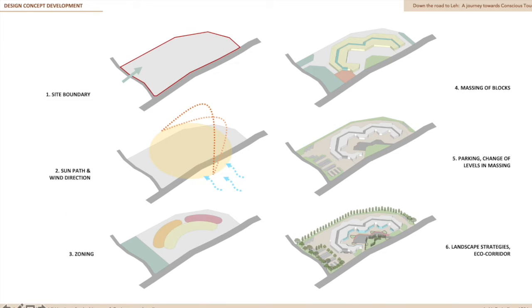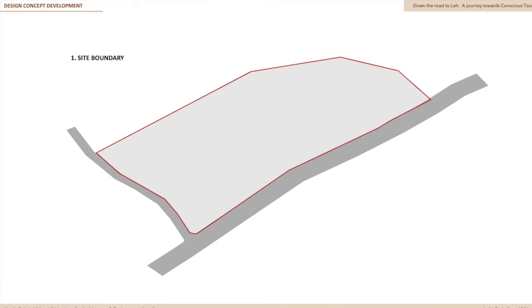Speaking of the design concept development and starting with the site boundary, the site is abutting two important roads for the project, one which leads to Shey, a town which is another touristic town center, and the perpendicular road being the road which goes to the Bomgar landfill, commonly known as the Valley of Waste.